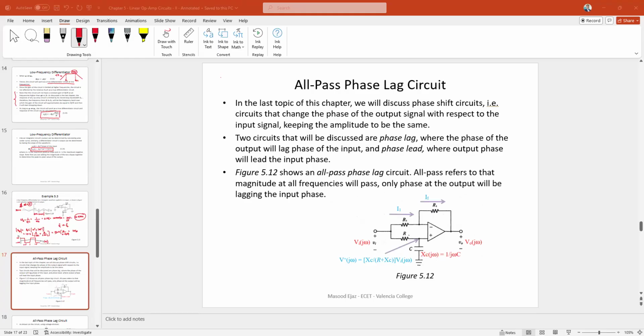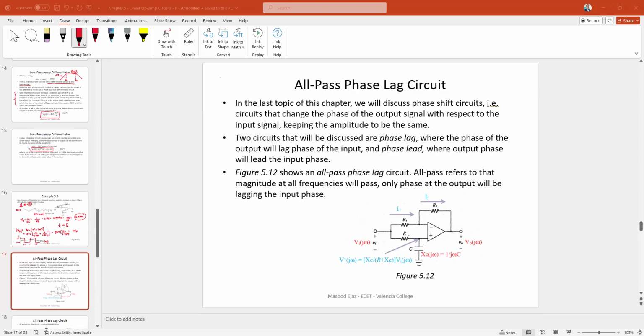So the last topic of chapter number 5 is the discussion of circuits that can change the phase at the output with respect to the input signal. There are two types of circuits that we are going to discuss under this topic. One is the phase lag circuit, in which the output phase is going to be lagging the input phase, and the other is phase lead circuit, the circuits that produce output phase, which is leading the input phase.